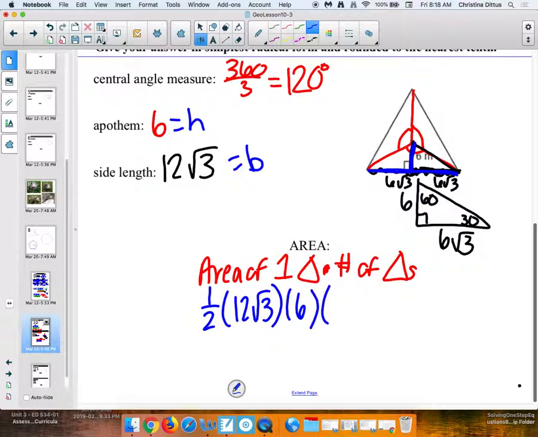And then how many triangles did I say I'm going to have in here? 3. Okay. Just like before, you're going to ignore the square root of 3 for a second, and we're just going to multiply whole numbers, okay? So half of 12 is 6 times 6 is 36 times 3. Did I do that? Yep. So you're just going to multiply the whole numbers and then put square root of 3 behind it. And then what's my label for area? Meters squared.